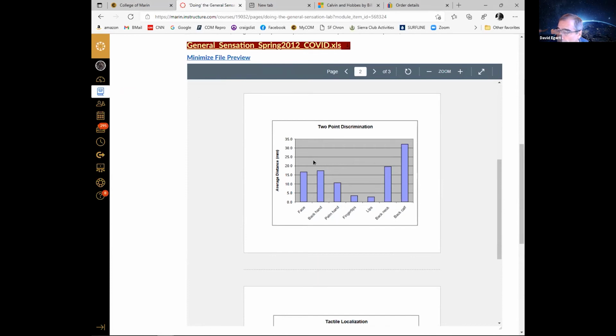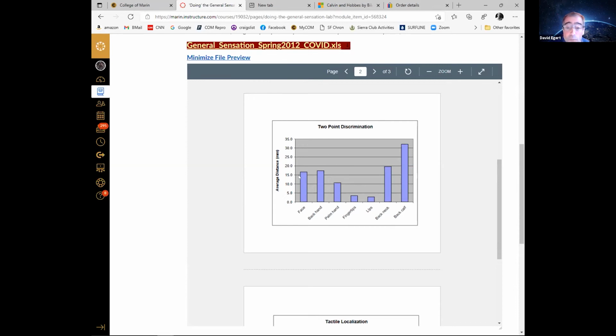The 2-point discrimination is, at least when I first did this kind of stuff, very surprising to me. Fingertips and lips, that's not that surprising. Those had very fine discrimination. You could have two things really close and still feel them. Like your face. Most people think of your face being so sensitive. 1.5 centimeters, that's over half an inch.